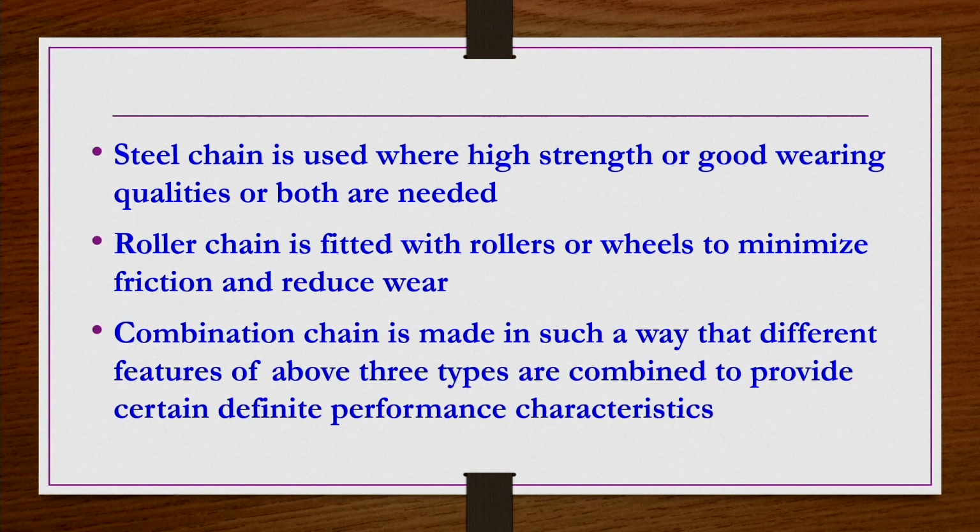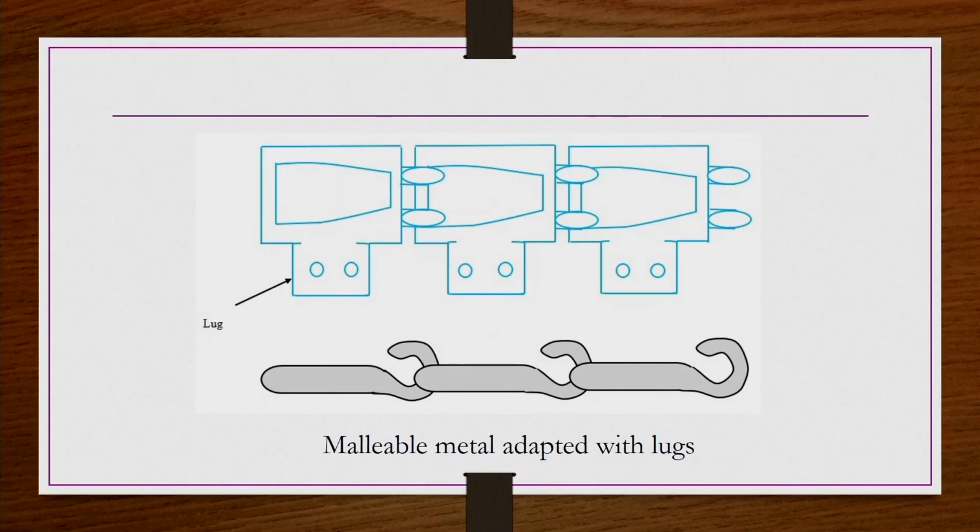Combination chain. Sometimes, for a given duty, you may think that it may not be possible to do it using an individual chain type like steel chains or pintle chains. Then you can have a combination of more than one type of these chains in order to fulfill the required duty, required service, right. In such a case, the combination of different types of chains is called combination chain conveyors. So, malleable metal chains are like this.